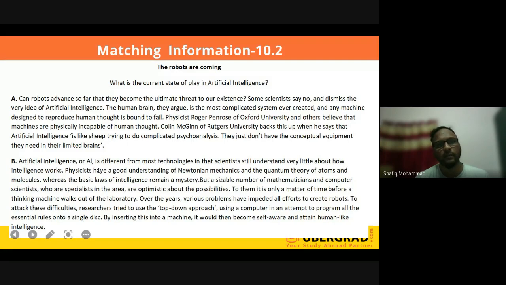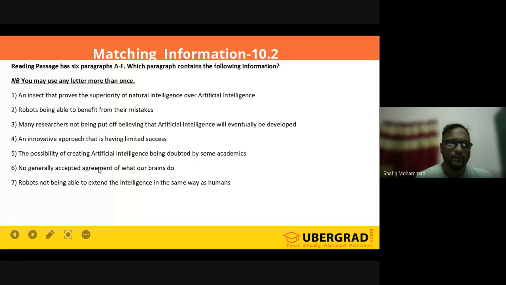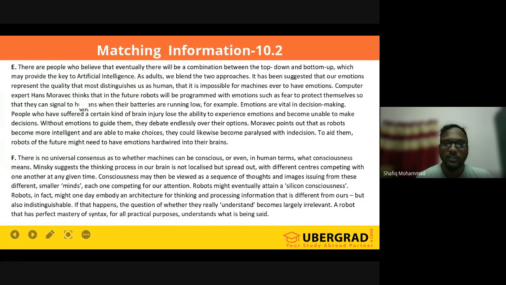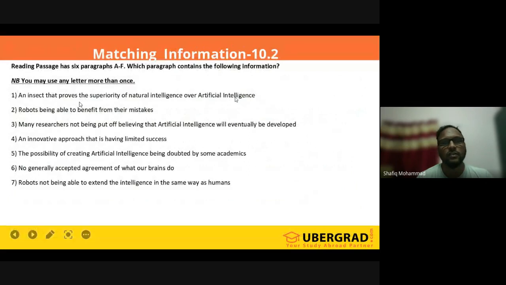Can you go to 10.2 question? The robots are coming. So this is another type of question, which is matching information. I think you have already done it on the third day. So it is mostly like matching the sentences to the paragraphs. You need to read the first paragraph and come to this sentence and name whether this sentence belongs to A, B, C, D, up to F, which paragraph it belongs to. So note, you may use any letter more than once, it is saying.